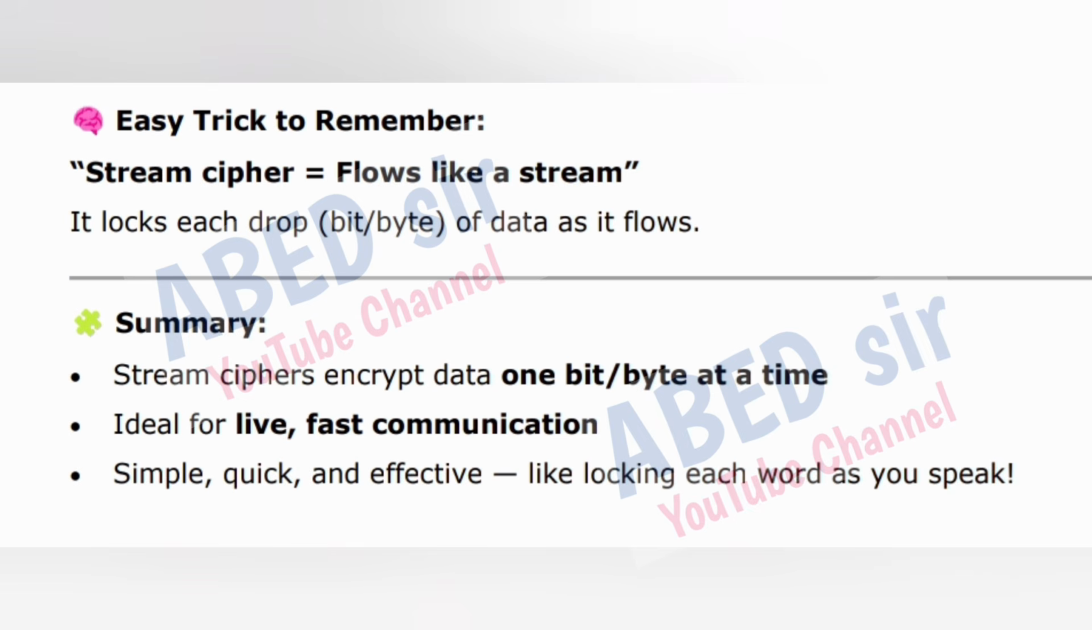Easy trick to remember: stream cipher equals flows like a stream. It locks each drop, bit or byte, of data as it flows. Summary: stream ciphers encrypt data one bit or byte at a time. Ideal for live, fast communication. Simple, quick, and effective, like locking each word as you speak.